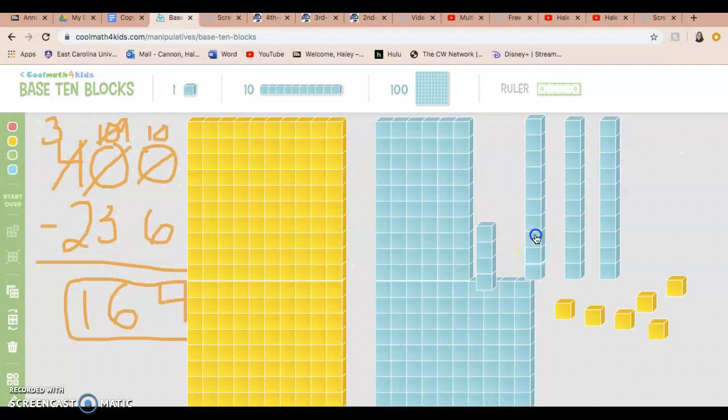164. All these are supposed to be yellow, but I can't figure out how to change them to yellow, or this one to get back in its place. But this is 160 and 1, 2, 3, 4. So this is how you get 164 from 400 minus 236.